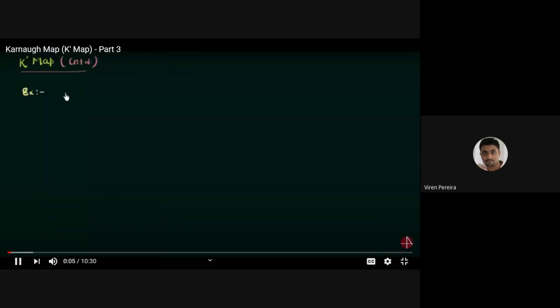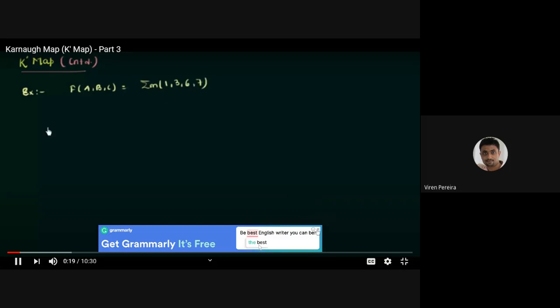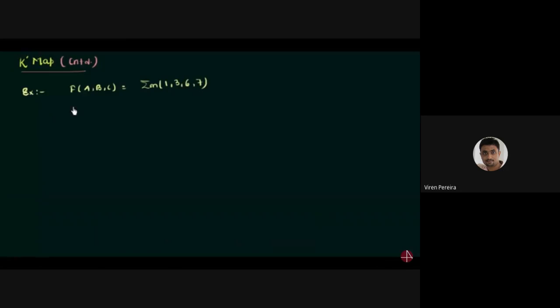Okay, this example is f, the variables are a, b, c, again an 8 cell K map, summation m 1, 3, 6, 7. There are 3 variables, so 2 to the power 3 is 8, therefore an 8 cell K map is involved, so we will make an 8 cell K map here.